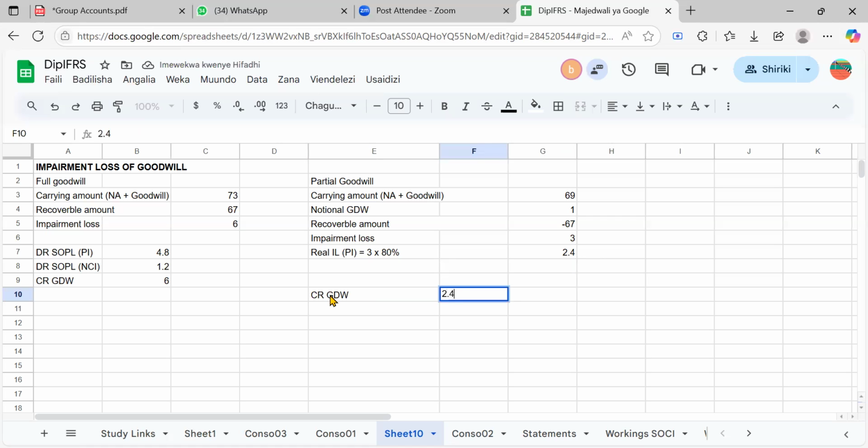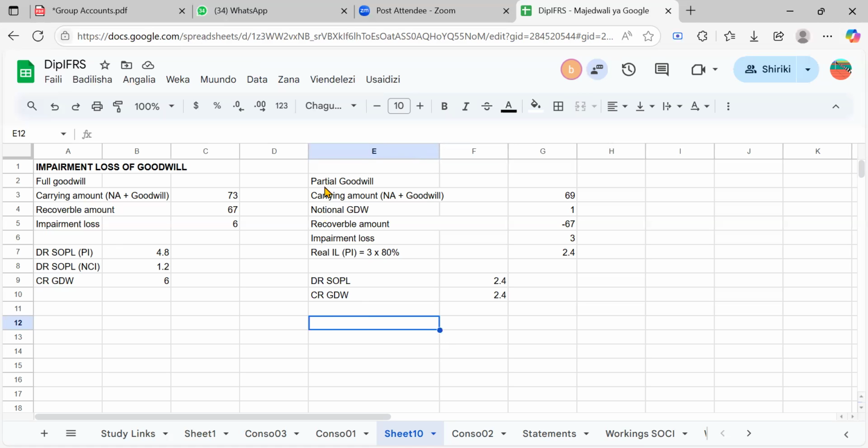You can see the difference. 2.4. And then I would go and say debit the statement of profit or loss, 2.4 again. You see, you won't have the thing of non-controlling interest at all. In reality, this is what should have been done, right? Sometimes they also dislike this approach, but it is the common one being used.